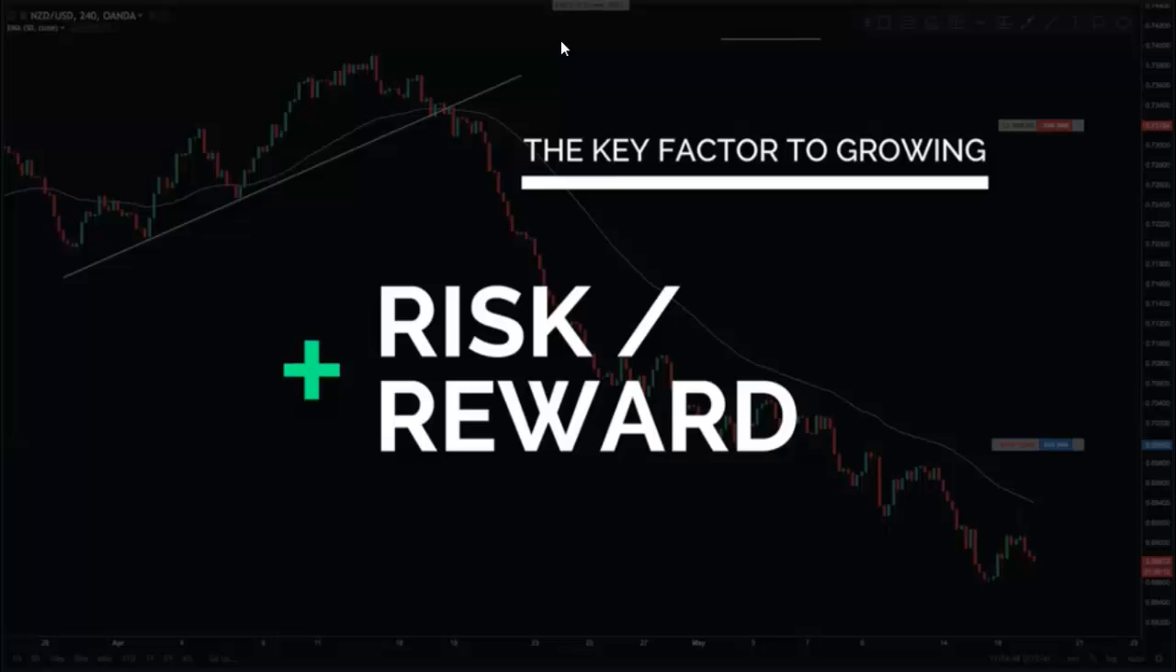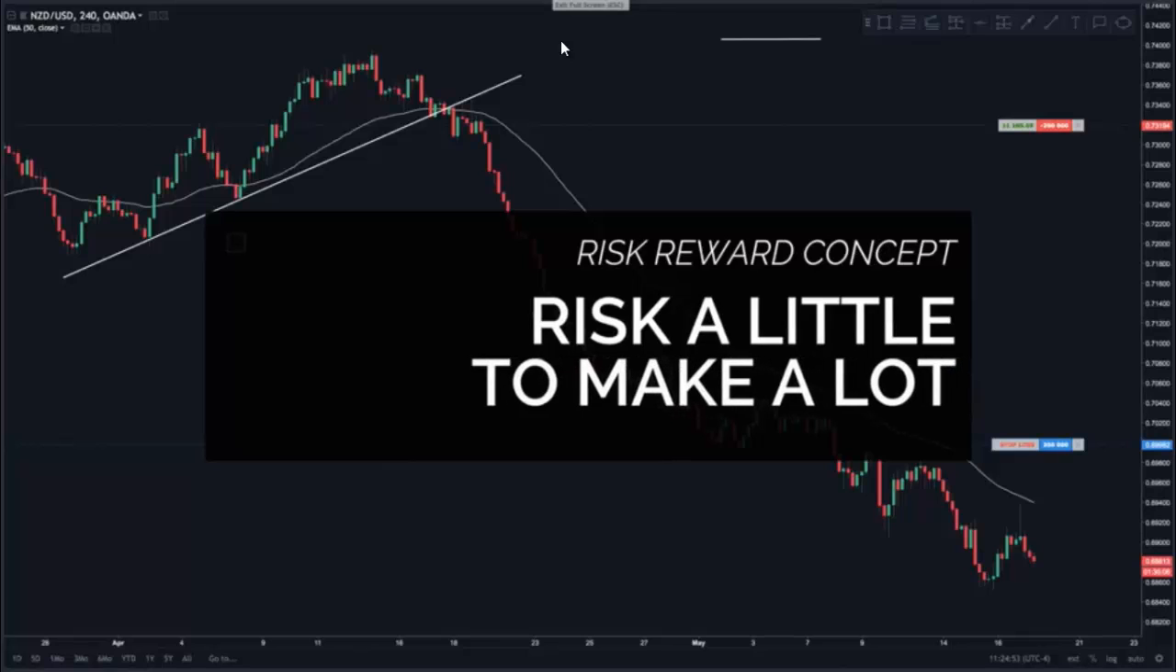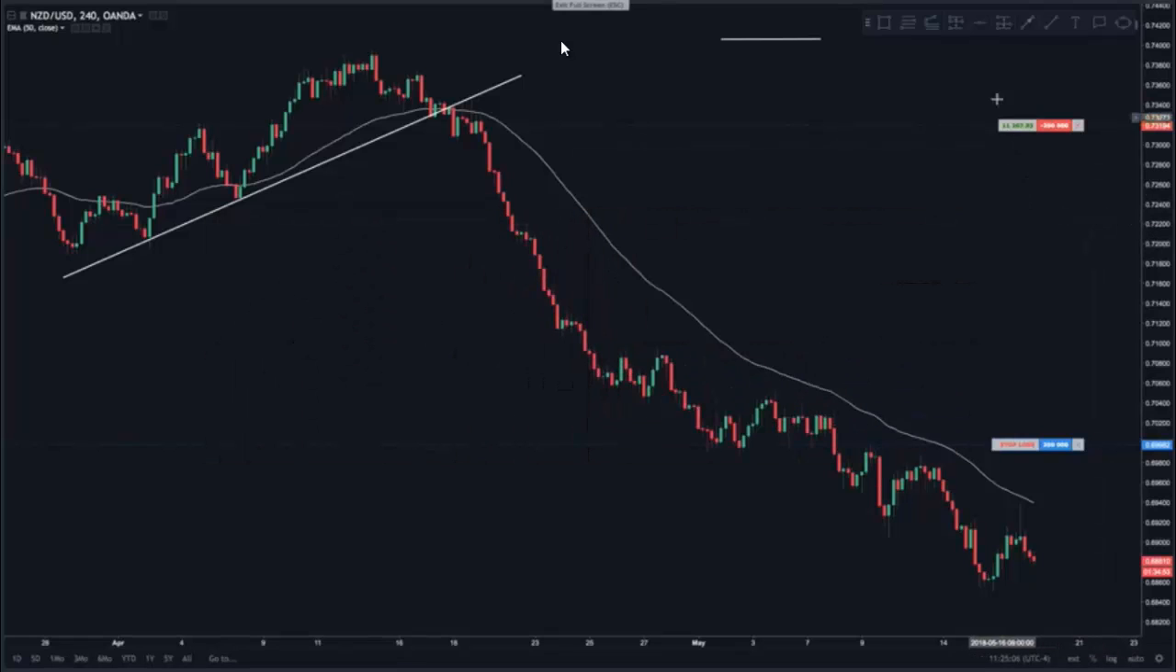Also the key for growing accounts of all sizes efficiently. Risk reward is the concept of risking a little to make a lot, and is something most traders do. I will break down this trade more in depth after, but first, let me show you risk reward in action. I'm going to use the risk reward tool to show you how this is done.